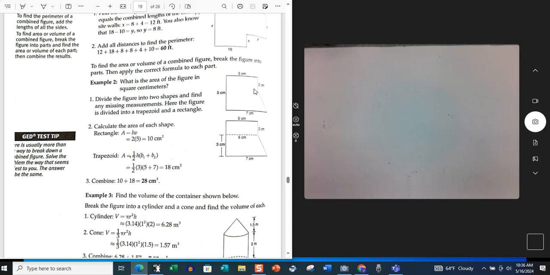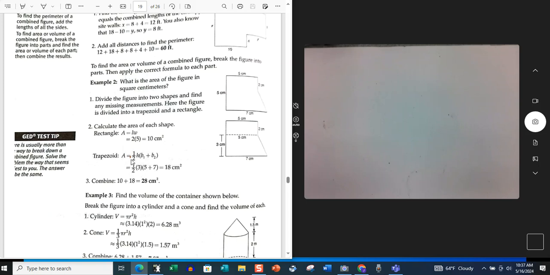For the area, we have to look at what two figures this might form. If you drew this imaginary dotted line, you have a rectangle over a trapezoid. So we'll do the area of a rectangle, which is length times width. We have 5 times 2, which is 10. And then the area of a trapezoid.